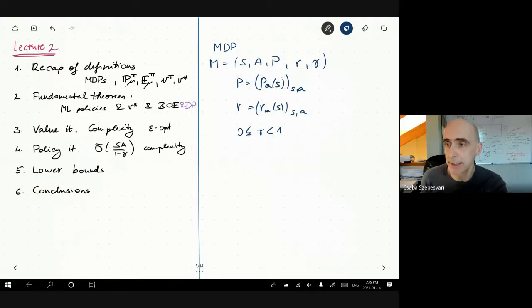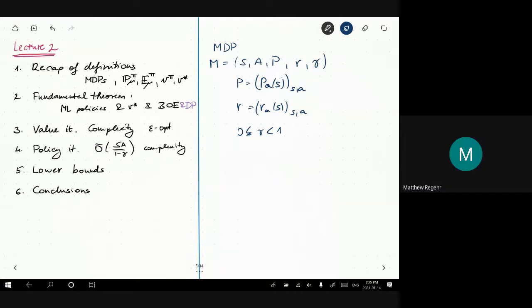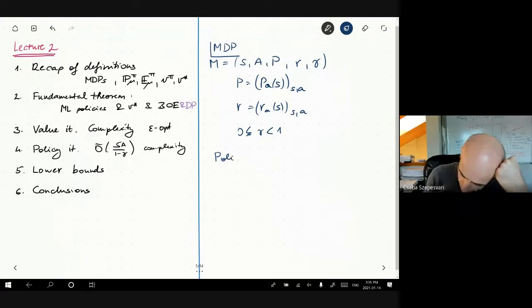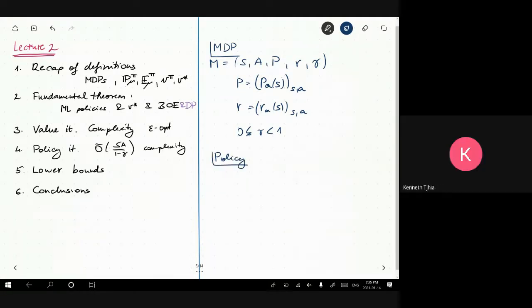So what is a policy? The way we define it, it's a mapping from state-action pairs to a distribution over states.